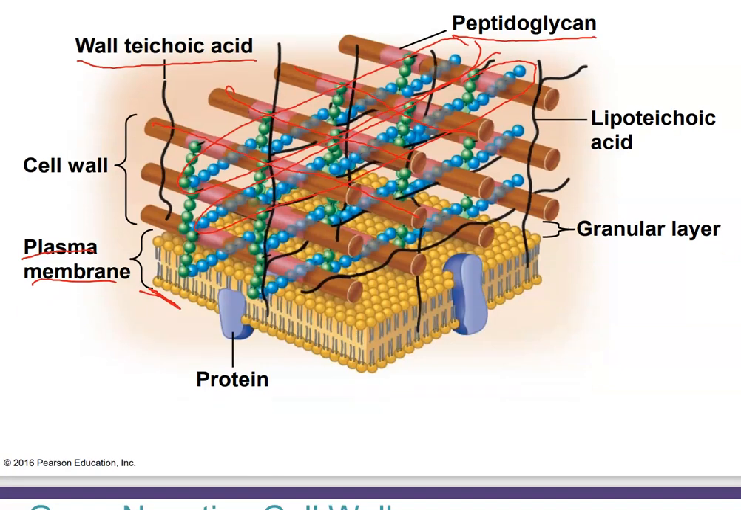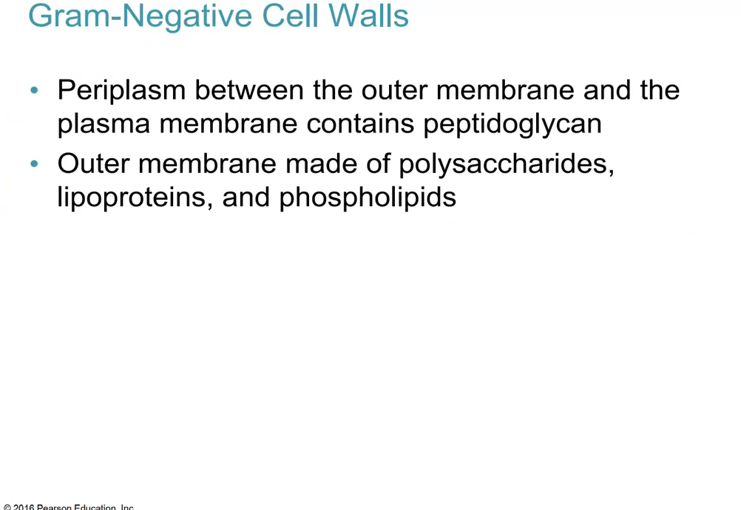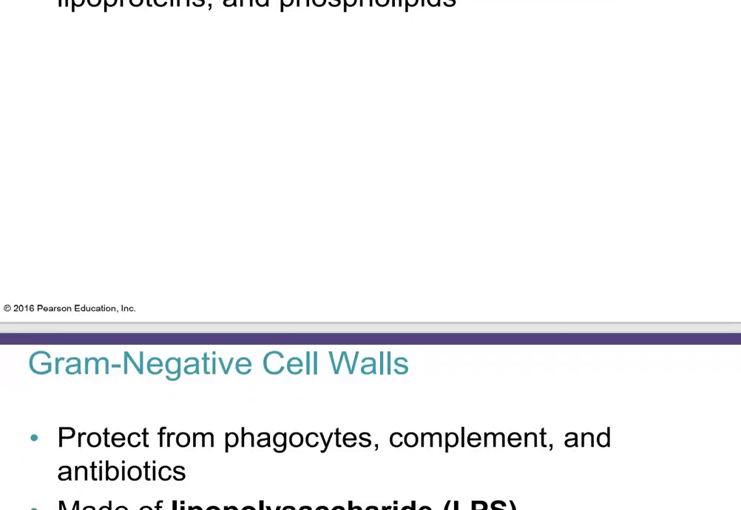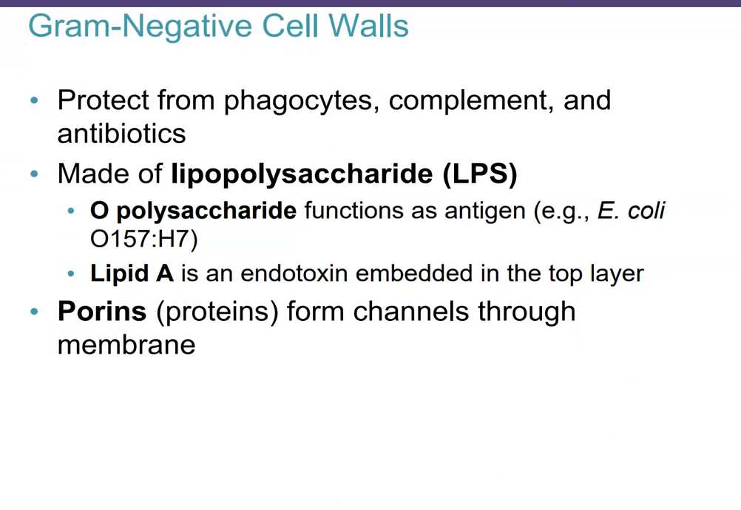So that's gram-positive. And now we're going to take a look at the gram-negative cell wall. There we have this periplasm between the outer membrane and the plasma membrane. It contains a thin layer of peptidoglycan, and then the outer membrane is made of polysaccharides and lipoproteins and phospholipids mostly. And we should just take a look at that. So the gram-negative cell walls are a little bit harder for your immune system to scout out, because phospholipids are what human cells have too, and so they don't raise flags for your immune system.